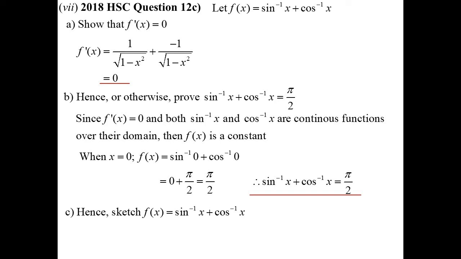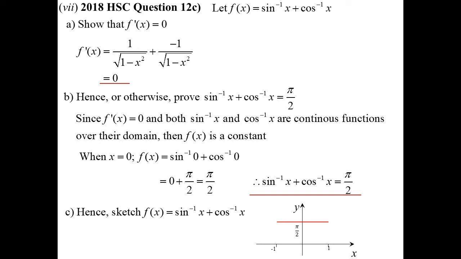Part C, all right, go and sketch the curve then. Now, the mistake that would be made here is to simply draw the line y equals pi on 2. But that's not the line. Well, it's not the line, but it is the interval. Because the domain of this is going to be minus 1 and 1, because the domain of inverse sine of x is in between minus 1 and 1. The domain of inverse cos of x is in between minus 1 and 1.